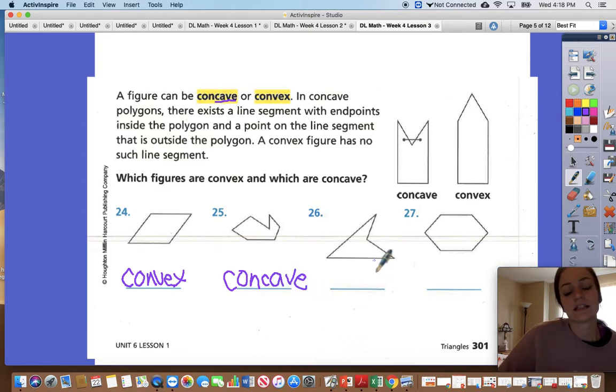Okay, let's look at this one. Is it concave or convex? It's concave. Do you see how these lines are going inside of the shape? So this one is also concave.